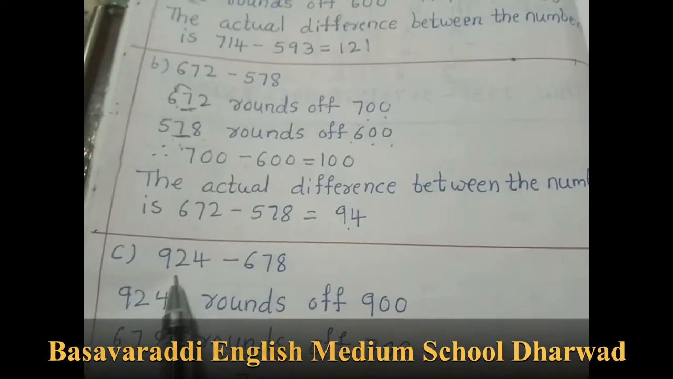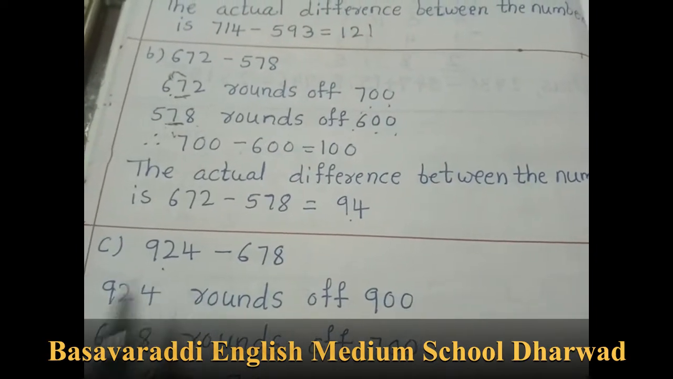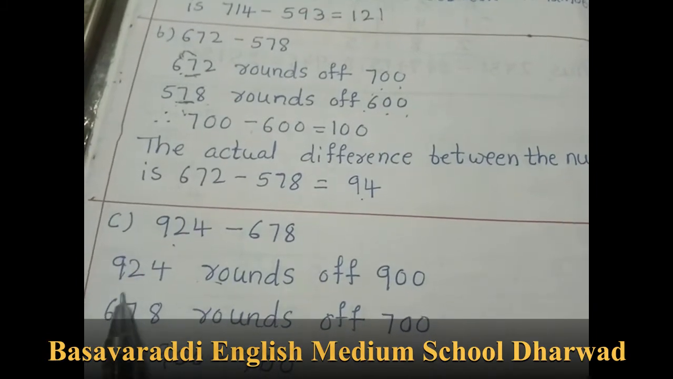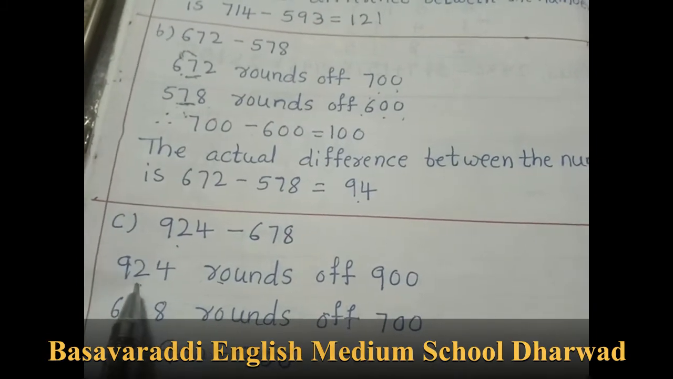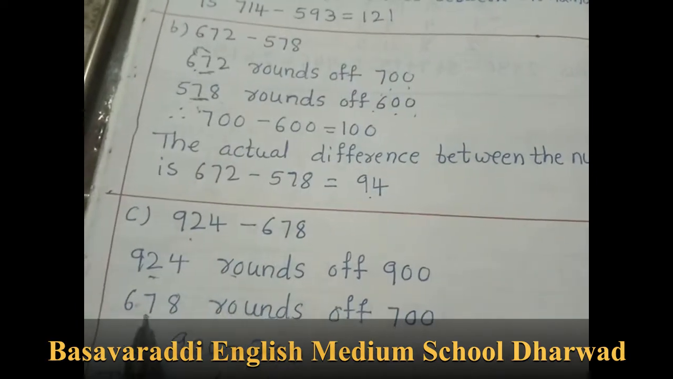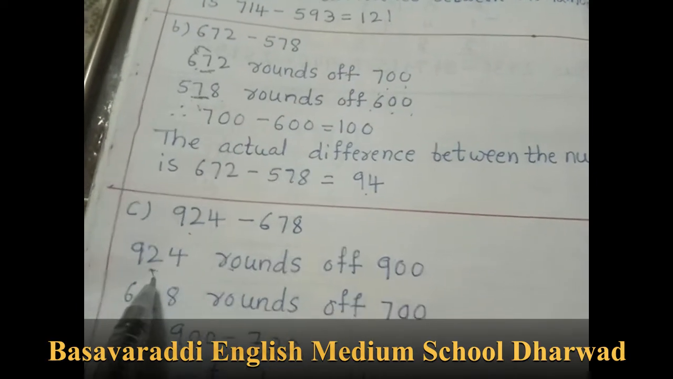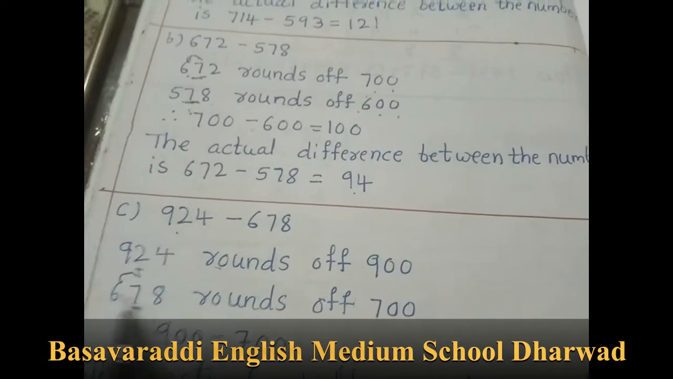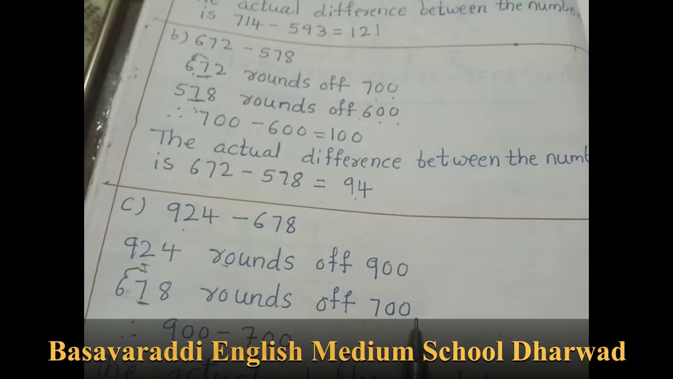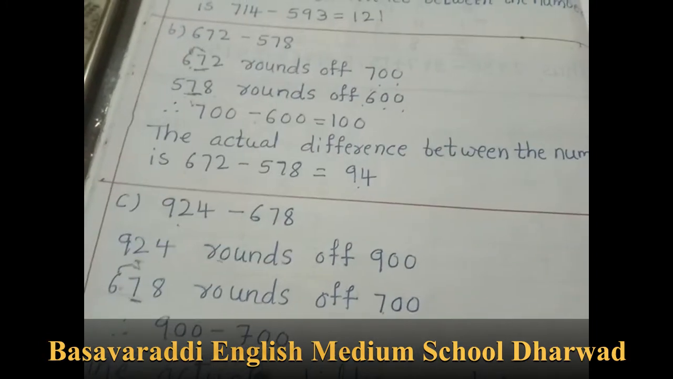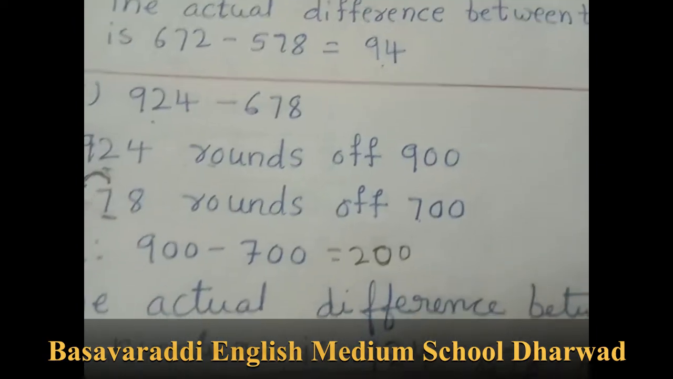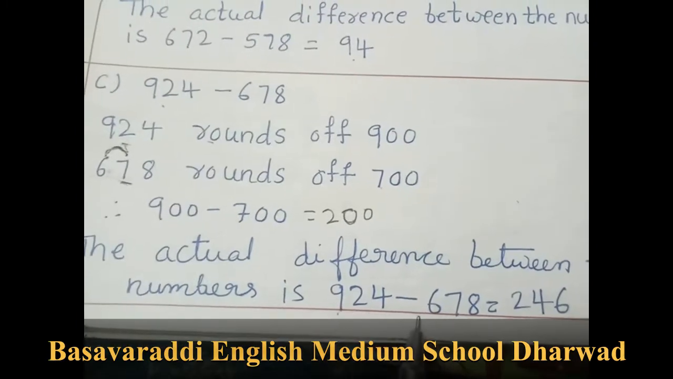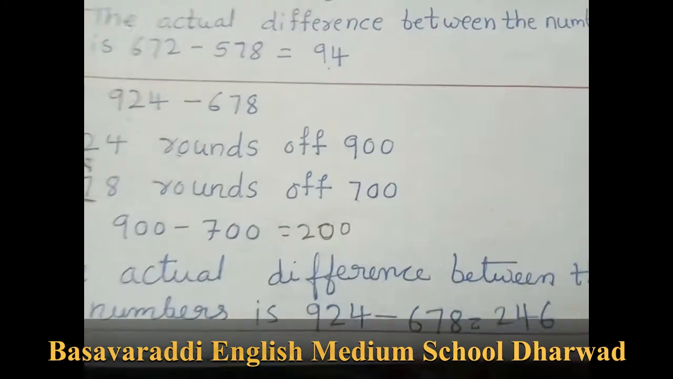Now 924 minus 678. First we have to round this one. 924, 2 is pushed down, so it is 900. And 678, 7 is a push up to the 100 place. 6 plus 1, that is 7, and the tens place is 0 and ones place is 0, 700. 900 minus 700, so what is that? 200. The actual difference between the numbers, 924 minus 678, is 246.